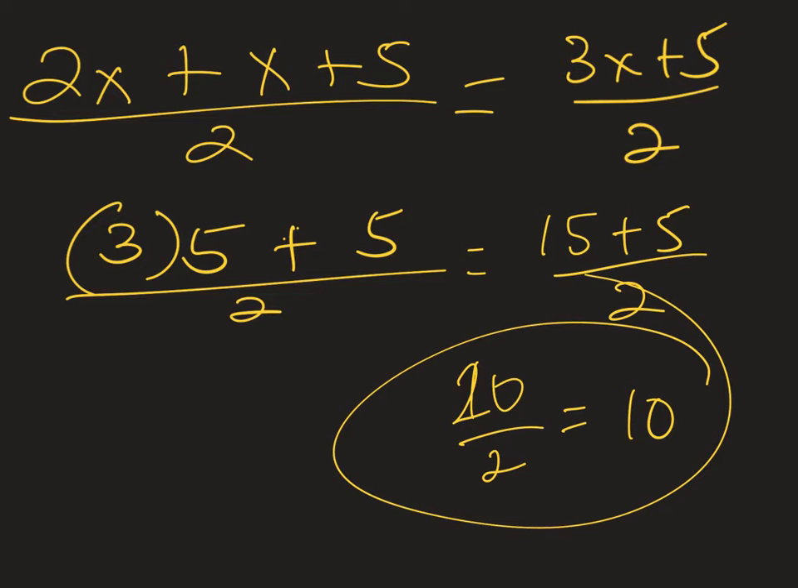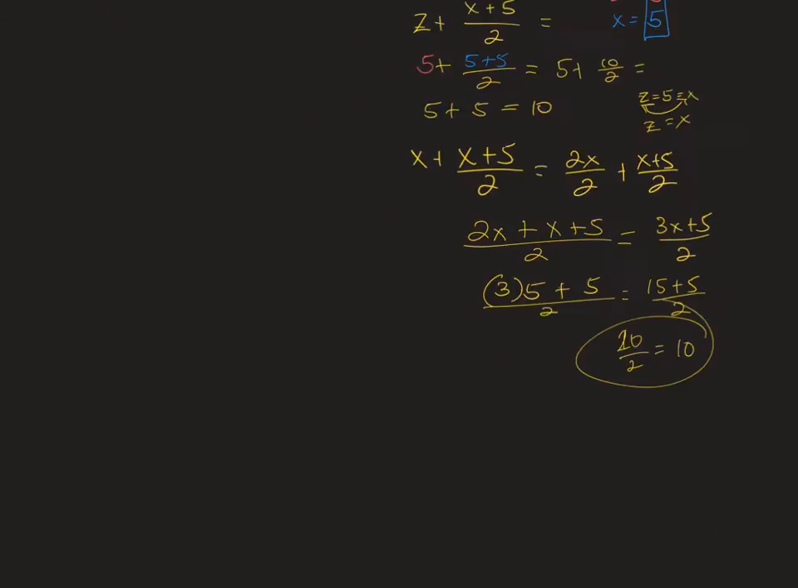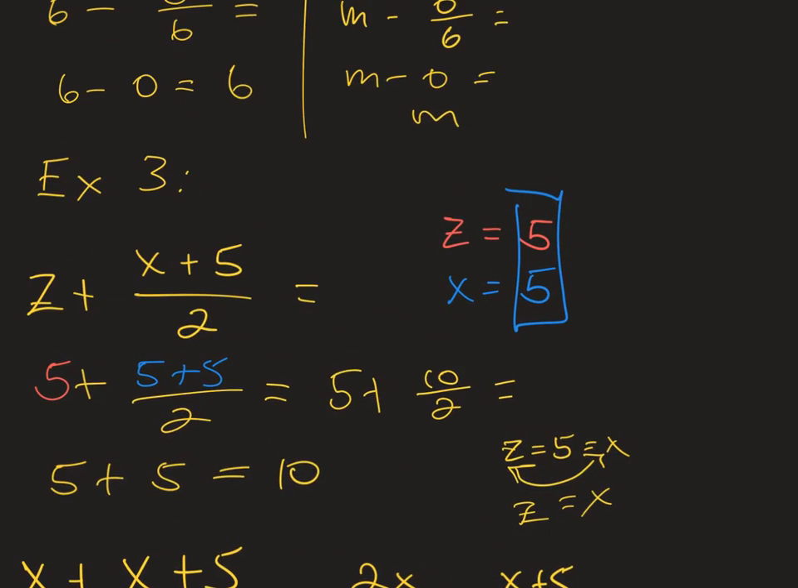Okay, same answer with known values, but most of the time you're not going to get the same values. So like here, you're going to get z equals some other value and x equals some other value. So for example, let's say z equals 3 and x equals 2. You cannot do what I did in the second part of it. Just for the future.